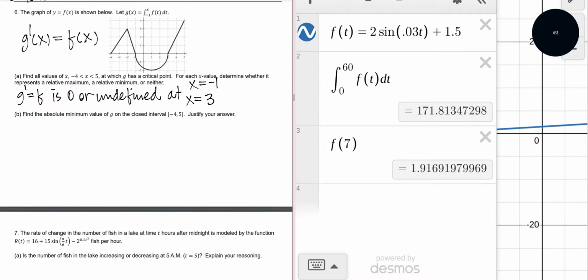I need to get closer. Okay, so x equals -1 is going to be a maximum because g prime equals f went positive to negative. Okay, and then x equals 3 is a minimum because g prime, which equals f, went negative to positive. Okay, I definitely didn't leave enough room for that problem. Find the absolute minimum value of g on -4 to 5.